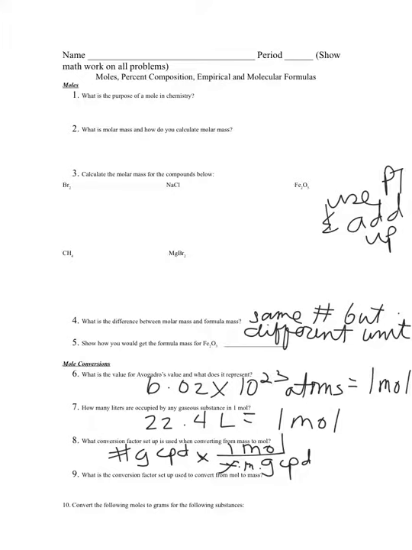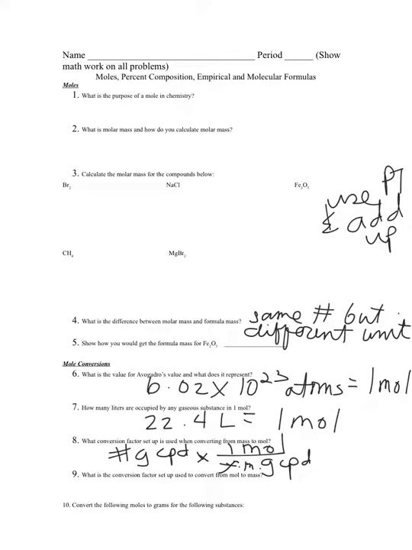2, what is molar mass and how do you calculate the molar mass? That's adding up each mass in a compound for the total from the periodic table. That's the same value as the formula mass. Calculate the molar mass for each of the following compounds. Go to the periodic table and add up their masses for how many you have of each element. Add them up for a total.